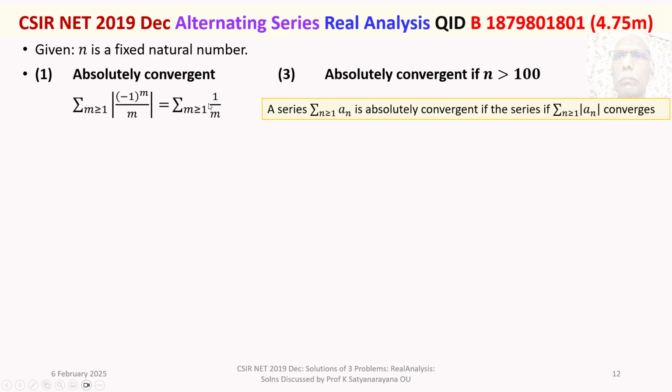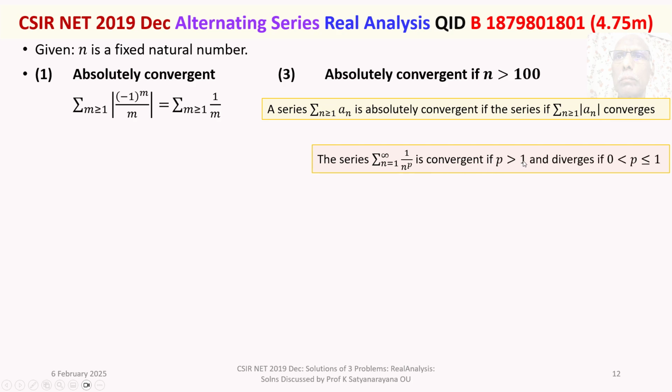Sigma m greater than or equal to 1, 1 by m. What is this series? This series is divergent by the p-series test. Recall the p-series test. The series sigma 1 by n to the power of p is convergent when p is greater than 1 and diverges when 0 less than p less than or equal to 1. In our case, 1 by m, the power is 1, that is p is equal to 1, therefore it is divergent. It is well known that this series is divergent by the p-series test.